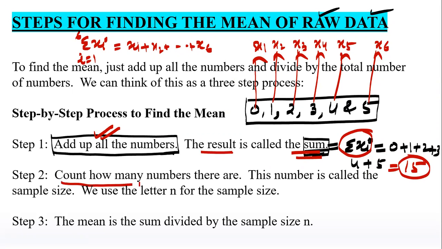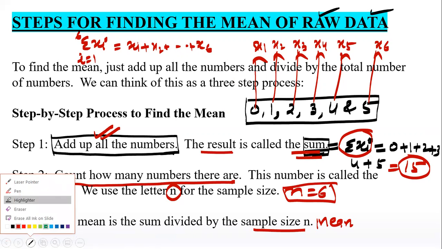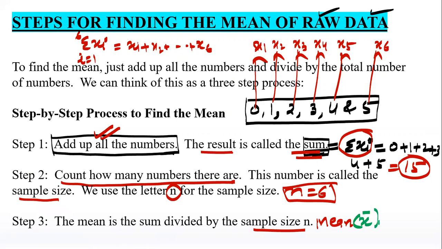Second step, count how many numbers there are. How many numbers are there? 1, 2, 3, 4, 5, 6. This number is known as the sample size, and we denote it by n. So n is 6 over here. First step, add up all the numbers, that is summation xi, 15. Second step, count how many numbers there are, which is 6 in this case. Mean is the sum divided by the sample size. Mean is denoted by the symbol x bar, and this will be the sum divided by the sample size. Sum means summation xi upon n.